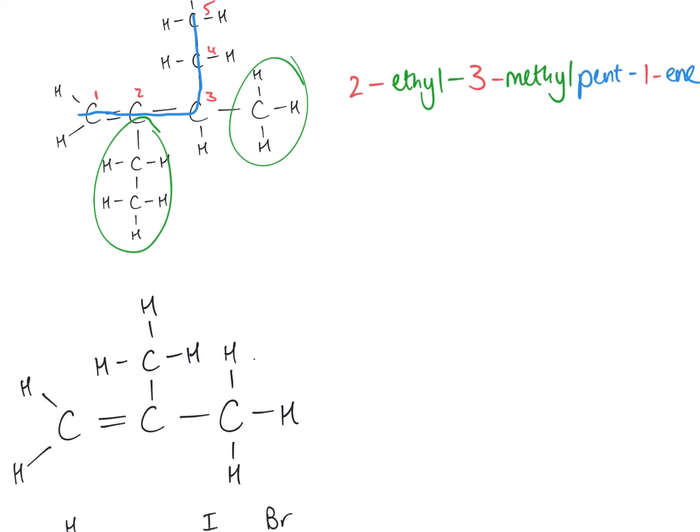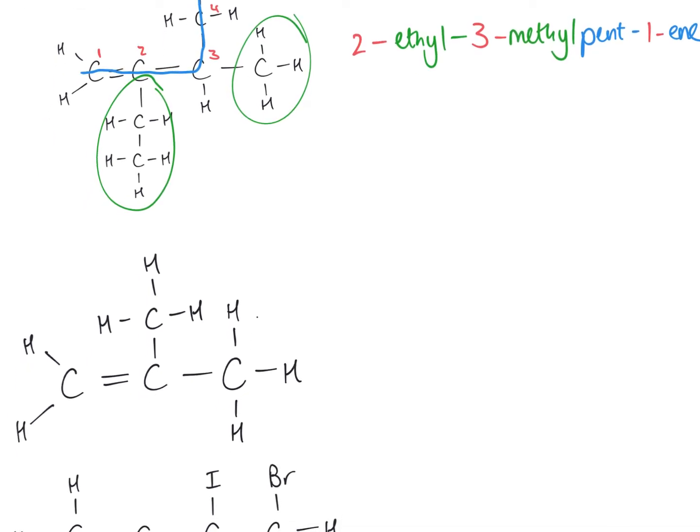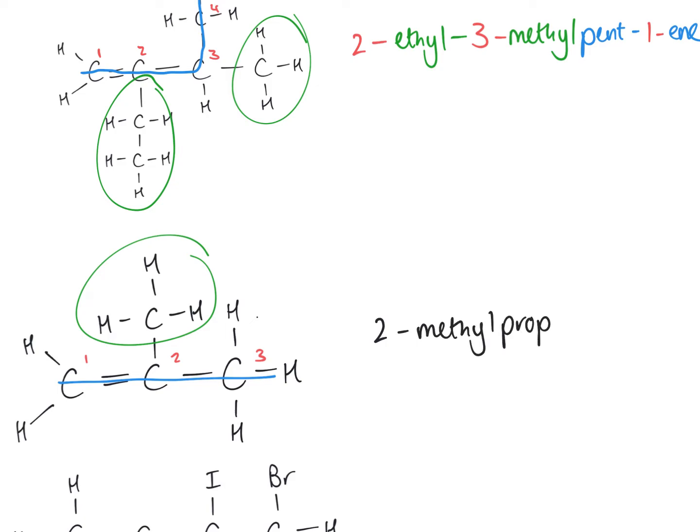Then the next one. Our longest chain is straight across. Number it so that the double bond is between the lowest number of carbons, so that's 1, 2, 3. You've got a substituent here. Okay, and so this is called, I'll maybe not colour code the name from now on just to save us time. It'll be 2-methylprop-1-ene.